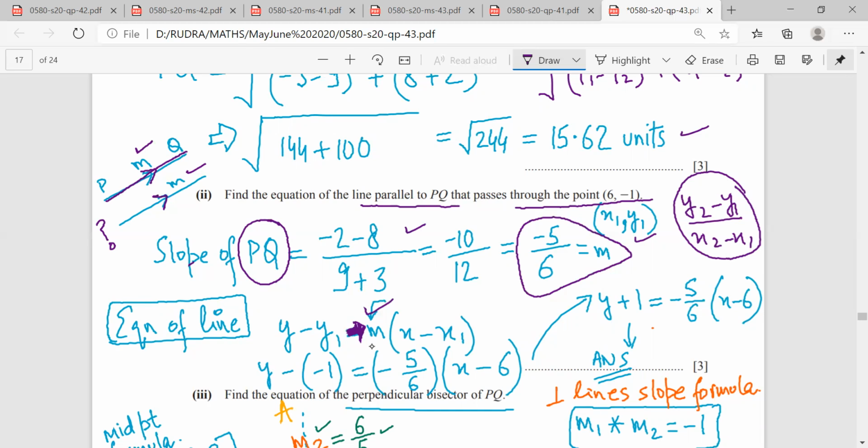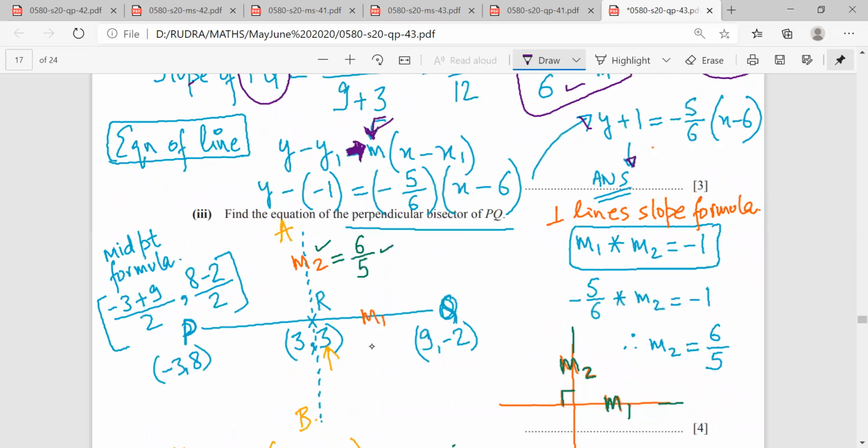So now all I need to do is put my value of m here. This is my value of m. I need to put the value of x1, y1. This is my x1, y1, and when I solve it, I will get the answer.